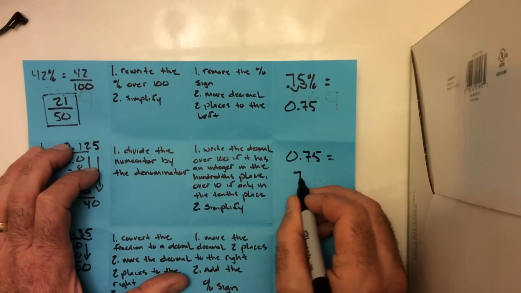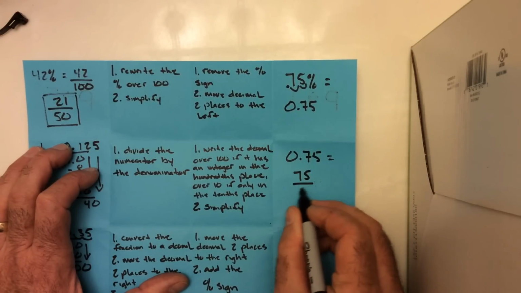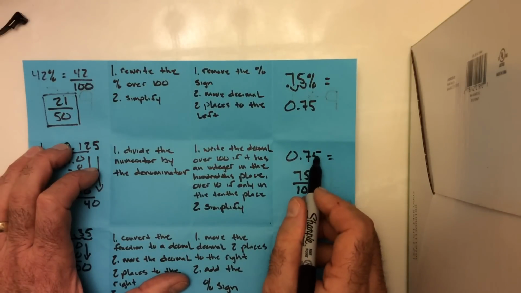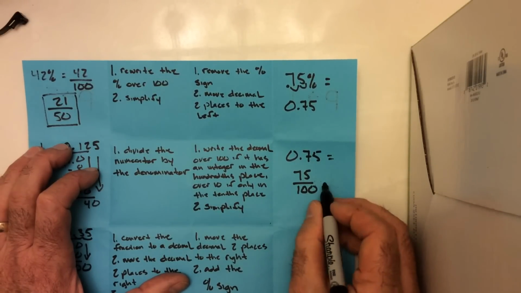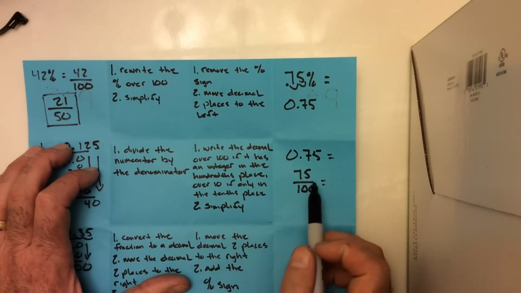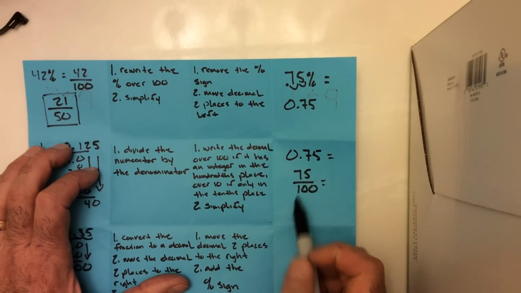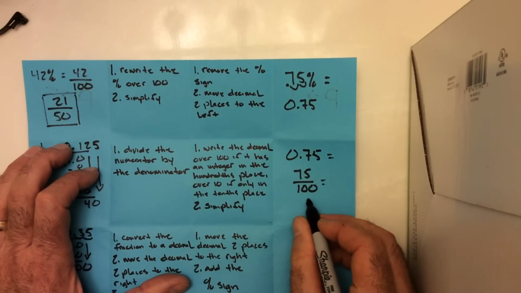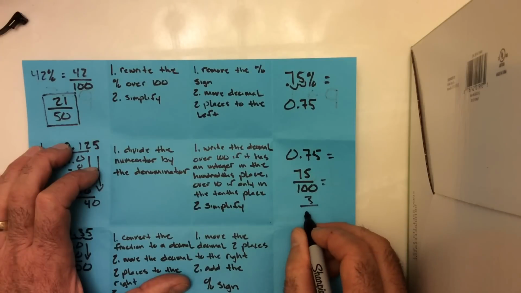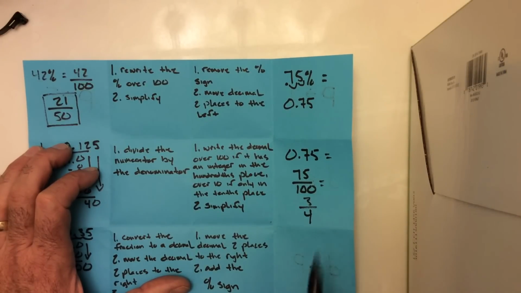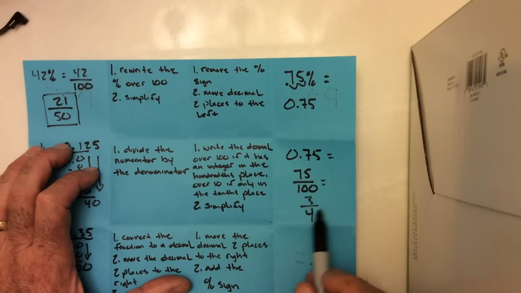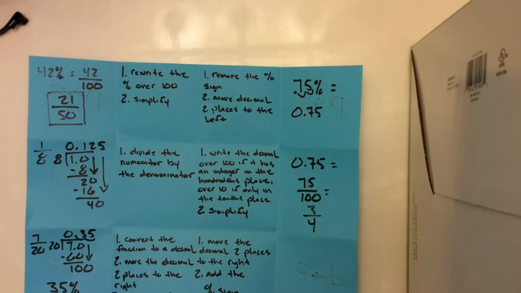You can write it as 75 over 100. We're just looking for a common factor. We want to simplify. I can see that it's 25. 25 goes into 75 3 times, and 25 goes into 100 4 times. So all of these are equivalent: 0.75, 75/100, or 3/4. They all mean the same thing.